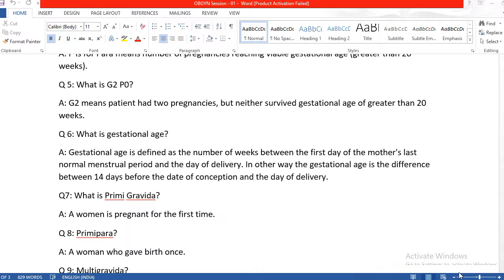Next question, we are going to see one example for the above scenarios. Answer. G2 means the patient had 2 pregnancies, but neither survived to a gestational age of greater than 20 weeks. See, G2 means the patient was pregnant 2 times. P0 means para 0, so she has not delivered anything. She was pregnant 2 times, but there was no outcome during these 2 pregnancies. That's why here it is P0, meaning there were no deliveries during these previous 2 pregnancies.